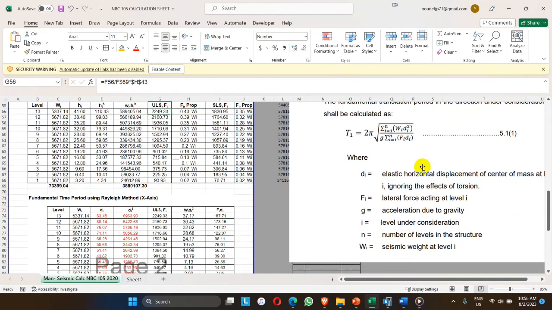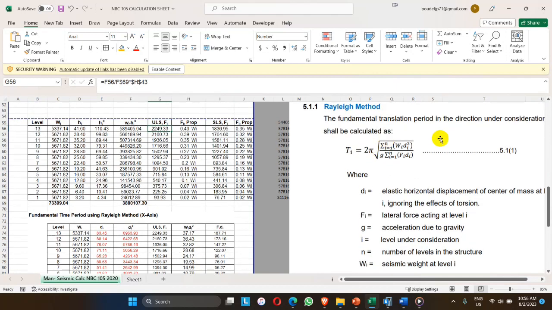Then for the time period calculation, the formula is: the fundamental translation period in the direction under consideration shall be calculated as 2 pi into the square root of the summation, i equals 1 to n, of Wi di square divided by g times the summation of Fi into di, where di is the elastic horizontal displacement at level i, Fi is the lateral force acting at each story, g is the acceleration due to gravity, i is the level under consideration, n is the number of stories. It means there are 13 stories in our model, n equals 1 to 13, and Wi equals the seismic weight at each level i.